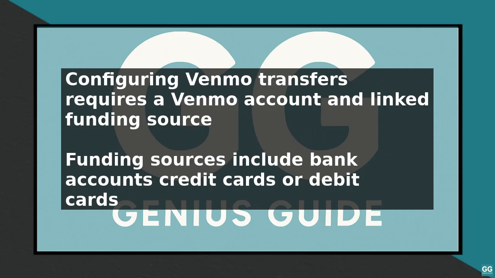First, open the Venmo app and log into your account. Then, navigate to the Settings menu by tapping on the three horizontal lines in the top left corner of the screen. From there, select Payment Methods and add your funding source by following the prompts. You can link a bank account, credit card, or debit card to your Venmo account.